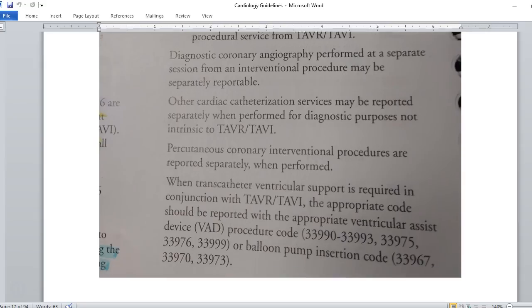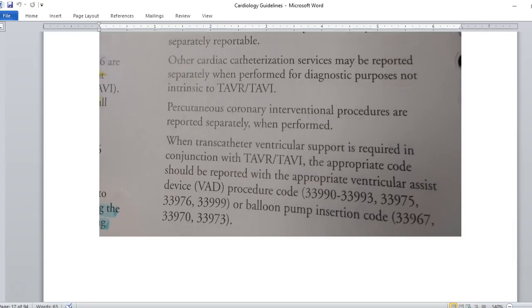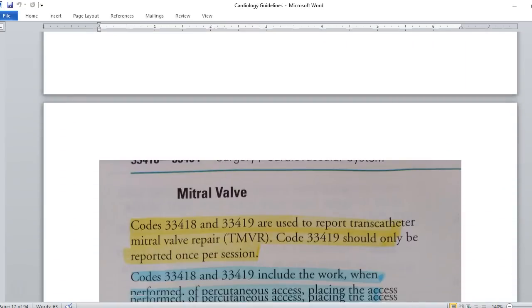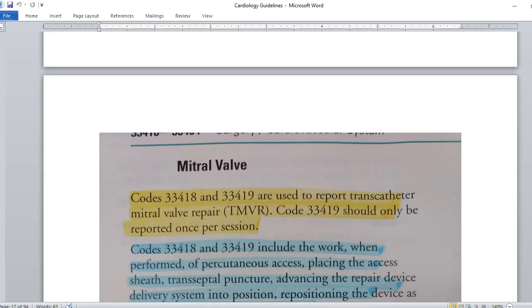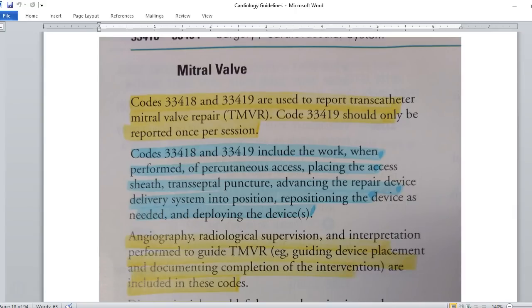Now, they remind us other cardiac services may be reported, and percutaneous coronary interventional procedures are reported separately, and those are from the medicine section. Now, again, when it comes to the codes themselves, what specifically are we doing to the valve itself? And how are we getting there? What's the approach? So, for instance, if you look on page 211, we can do femoral artery, axillary, iliac, transaortic, transapical. So again, what are we doing with this section?